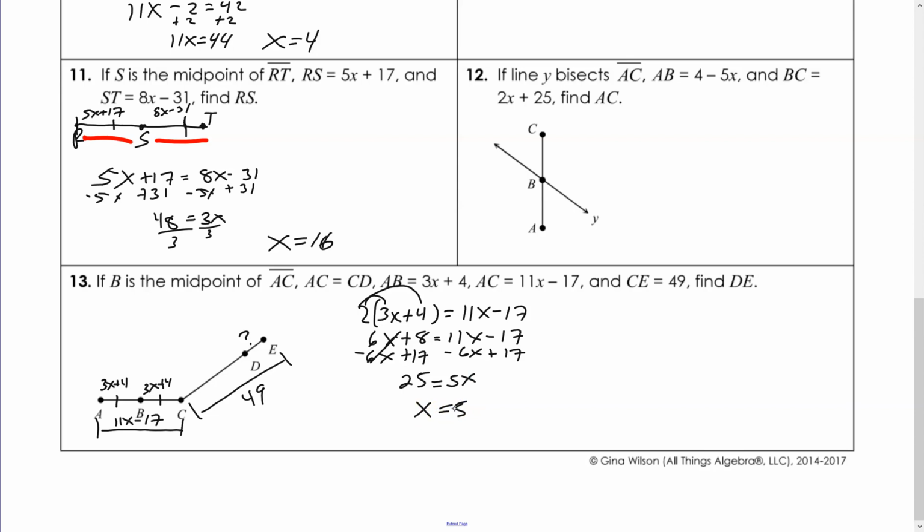Well, if x is 5, that means that 11 times 5, which is 55, minus 17 equals 38. So if AC is 38, that means that CD is 38, because it says up there that AC equals CD. And now to find DE, DE just equals 49 minus 38, which is 11.